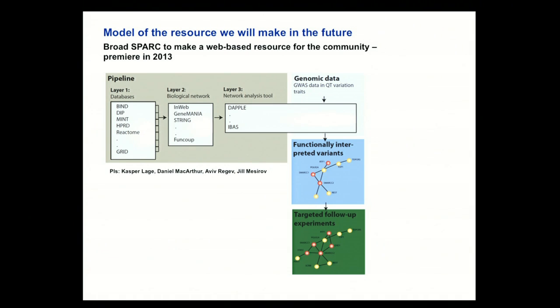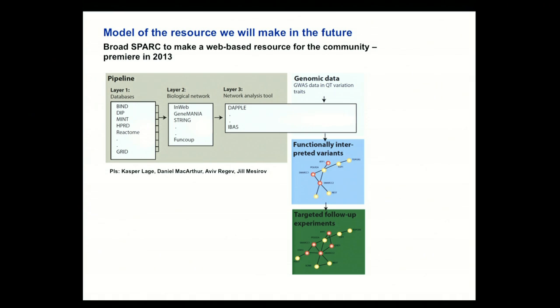We'll make InWeb available, String, and other networks. We will build a set of tools that can analyze and integrate these different networks. So you basically will be able to go to this portal and throw in your sets of proteins, and this portal will then build you the network that emerges from your set of proteins.